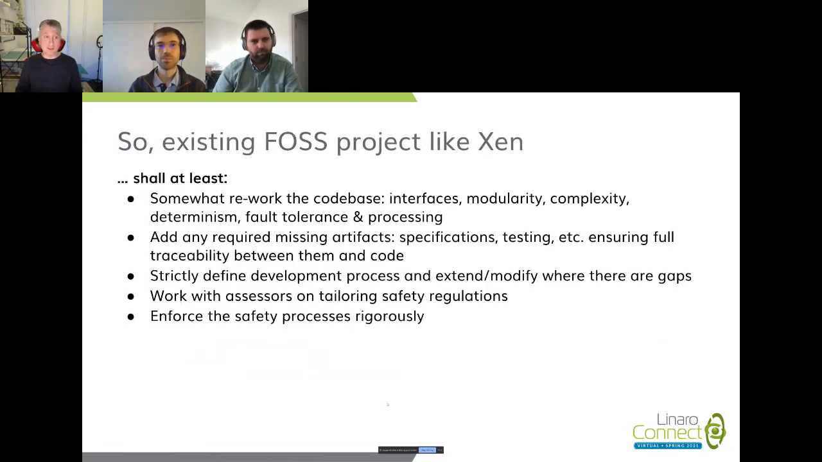So for existing projects like Xen, what we need to do is rework the code base somewhat to have very well-defined interfaces and modularity, reduce complexity, improve determinism, add fault processing, and improve fault tolerance in general. We need to add all of the missing documentation artifacts like specification and testing. We need to have full traceability between test cases, code, and documents, which is also very hard to implement. We need a strictly defined development process, or to explain the existing development process, find gaps, and close these gaps. And after all of that is done, we need to ensure the safety processes rigorously.